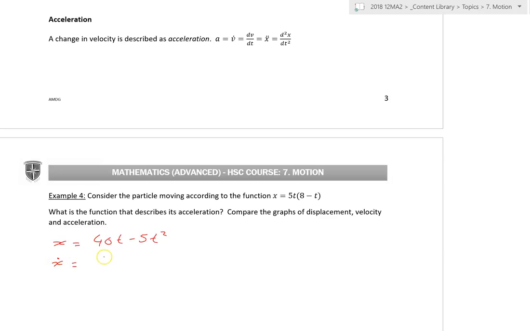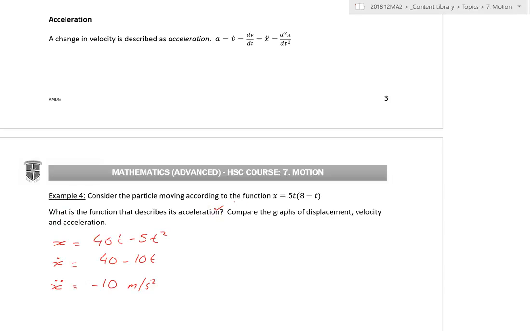My velocity is 40 minus 10t, and my acceleration is equal to negative 10. Right, negative 10, we write this as meters per second squared. Sometimes it's written like this, meters seconds to the negative 2. I don't know why. Meters per second squared, or meters per second, if you like. Now, that's the first part done.